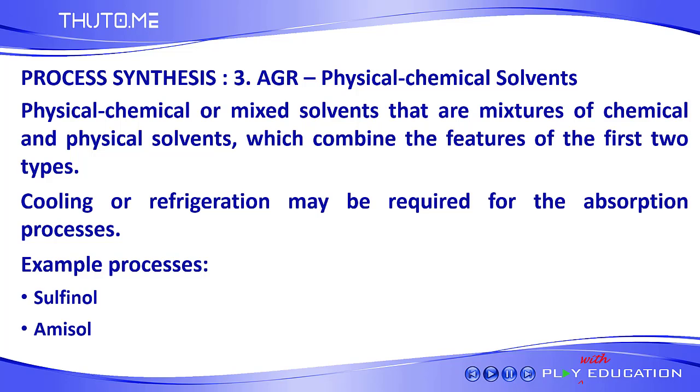The next is the combination of the physical and the chemical, which is a combination of one and two. This one uses a solvent that has a mixture of properties which combine the features of the first two types. Cooling and refrigeration may also be required here. Examples of these processes are Sulfinol and Amisol. These are based on proprietary solvents developed by the technology licensors or providers of these types of AGR technologies.